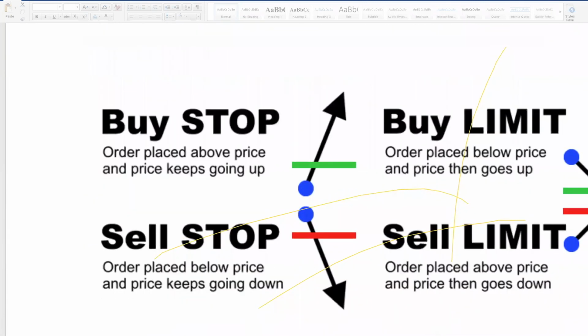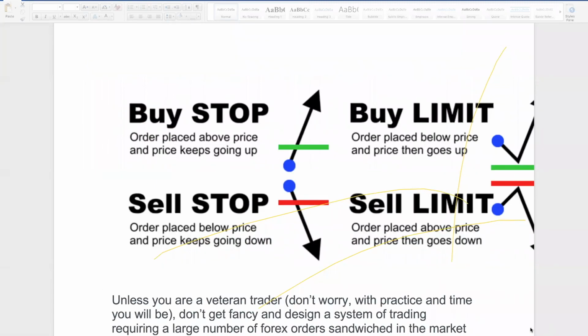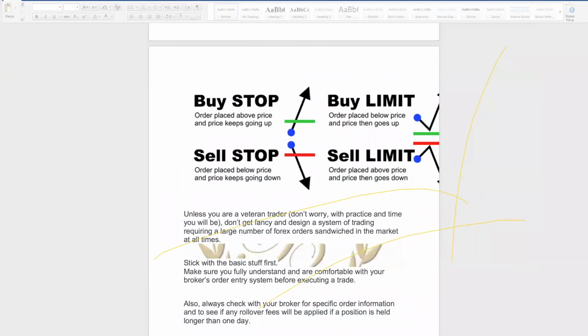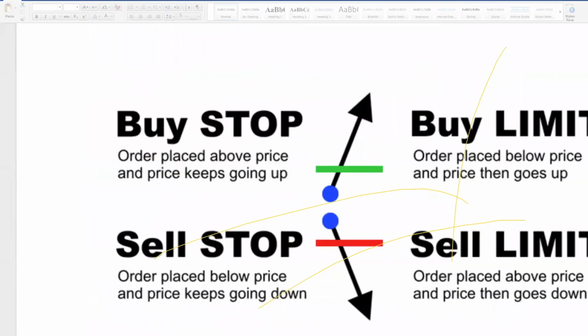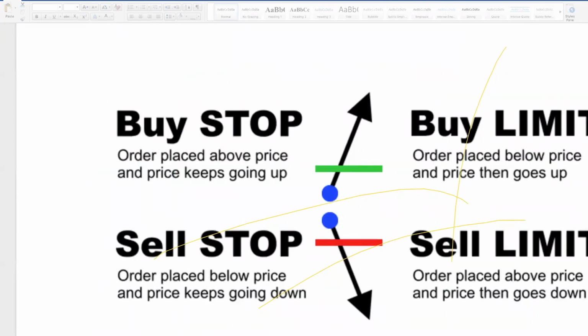So this is basically about lot sizes, and I also spoke about leverage. So I hope you now know what leverage is, and what a buy stop is: an order placed above the price when you're anticipating the price will keep going up. Buy limit: an order placed below the price when you anticipate that the price will go down first before it continues going up.